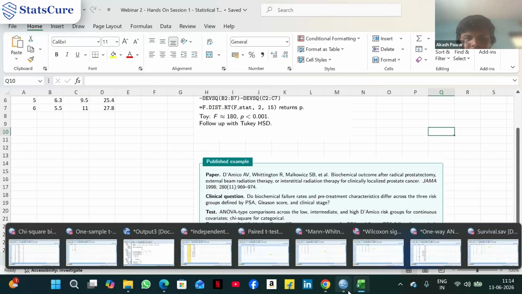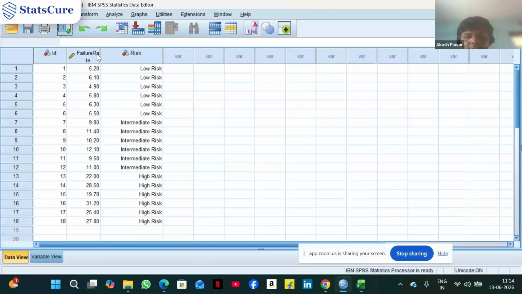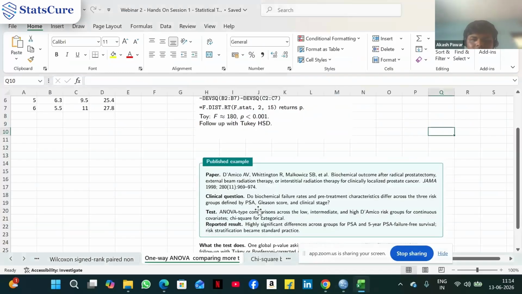Can you just click on the Excel? I guess failure rate times. No, rates, how it could be. Can you go in the Excel sheet again? Highly significant for PSA and 5-year PSA failure survival. Okay, so this is the PSA values in both the intermediate risk groups. So can you go up above?